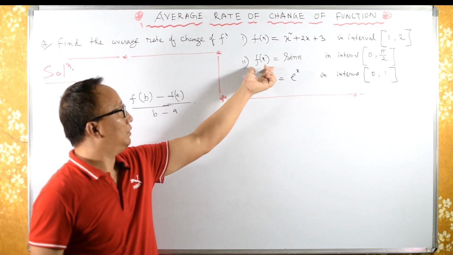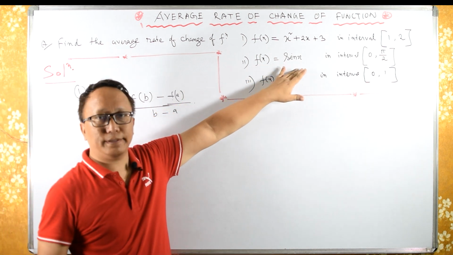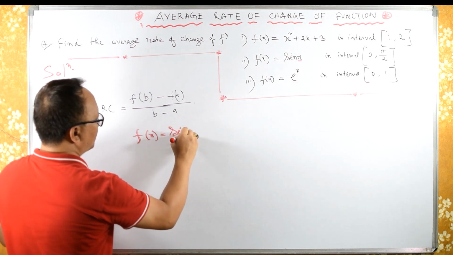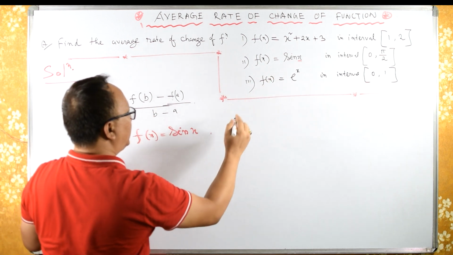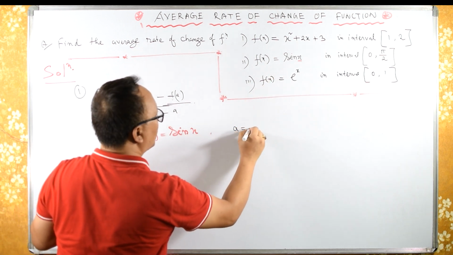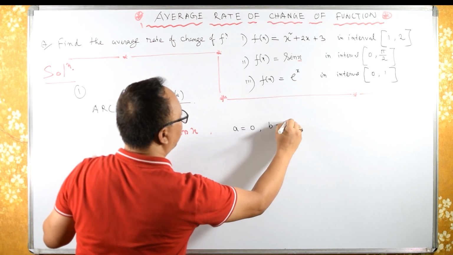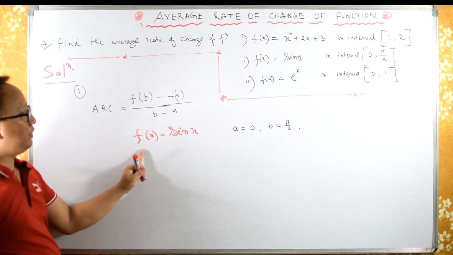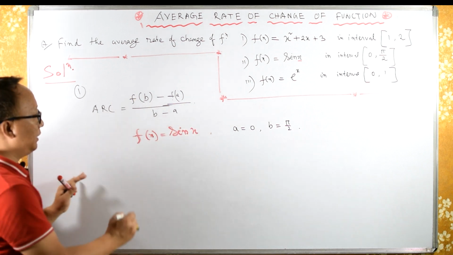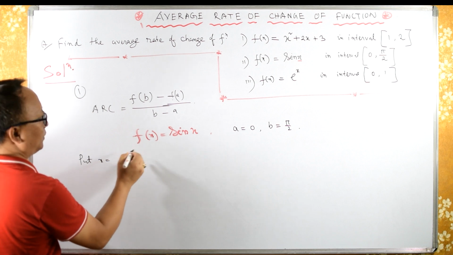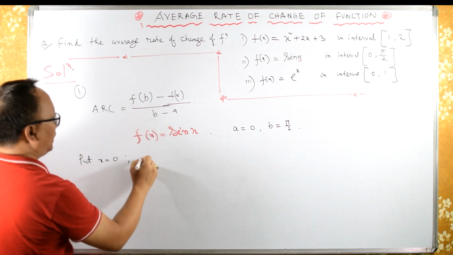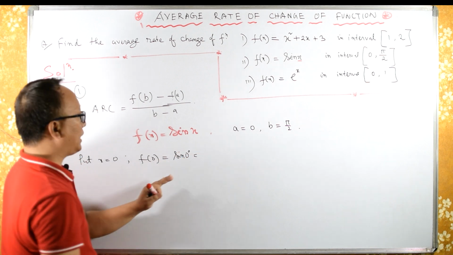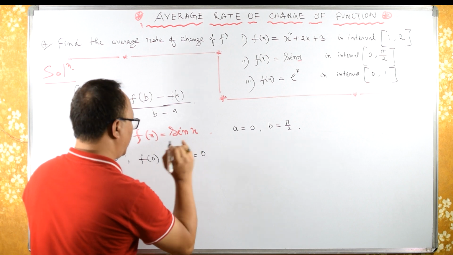Now let's solve 2. Here f of x equals sine of x. Now the interval is, let's consider a equals 0 and b equals pi by 2. Now we need to find f of b minus f of a. Therefore put x equals 0. Here f of 0 equals sine of 0. We know sine 0 is 0.